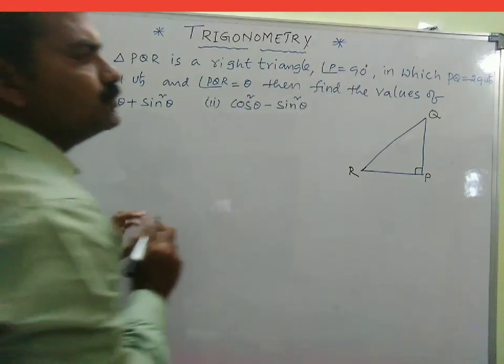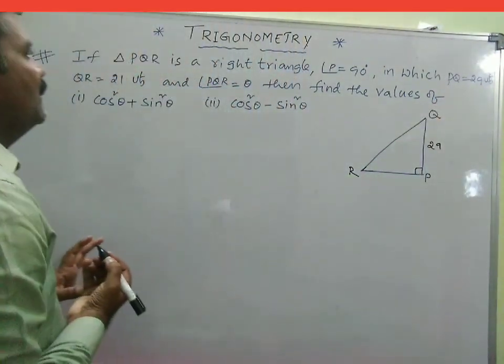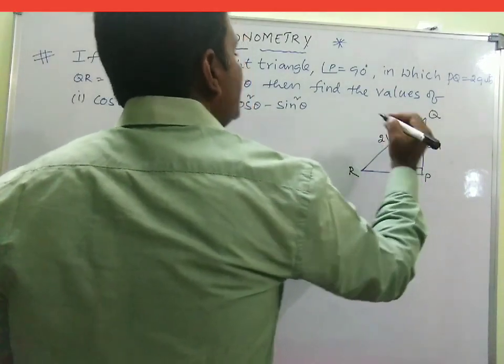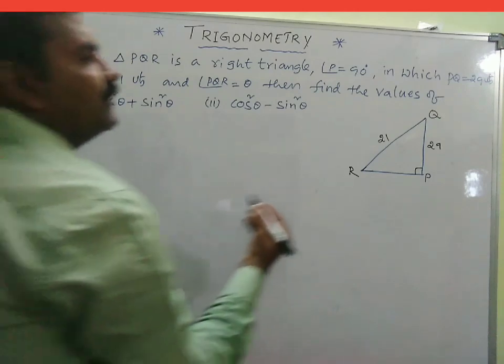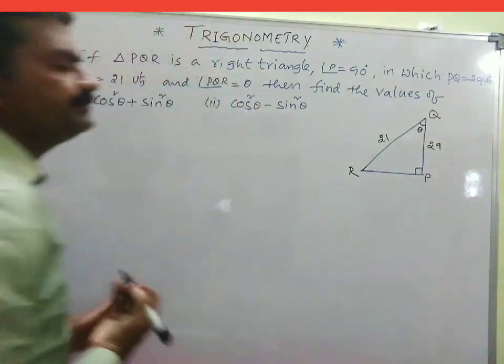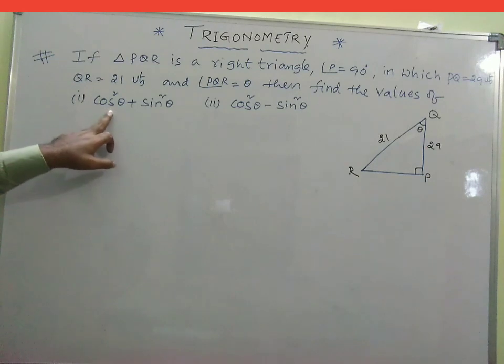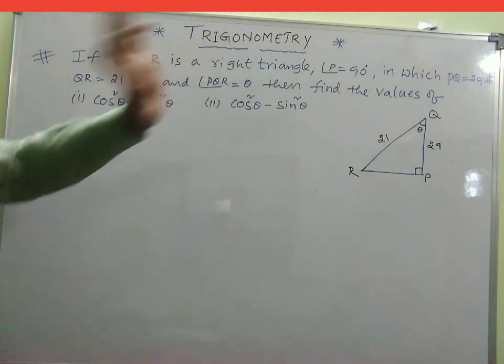PQ is equal to 29 units. This is 29 units and QR is 21 units. Be careful. And angle PQR is the angle given as theta. You understand, man? Then find the values of cos square theta plus sin square theta and cos square theta minus sin square theta.